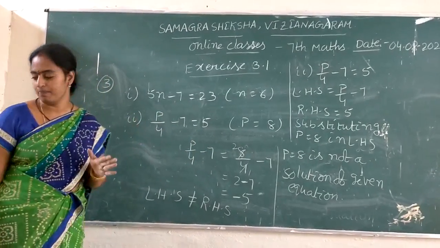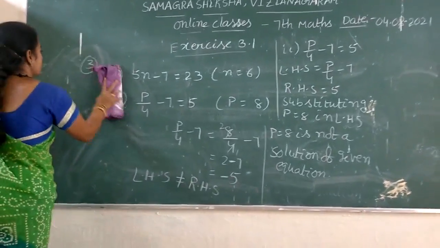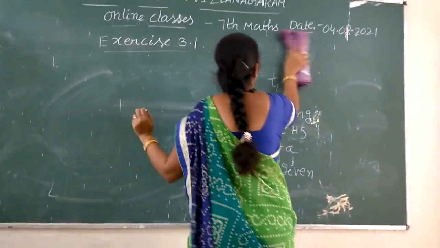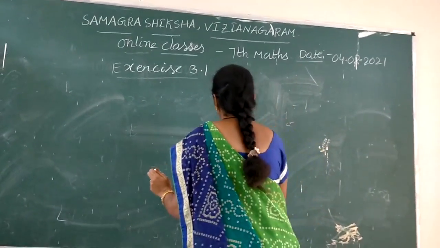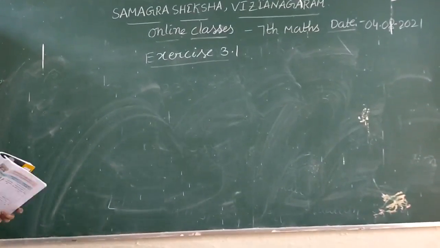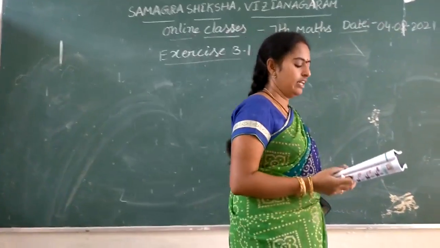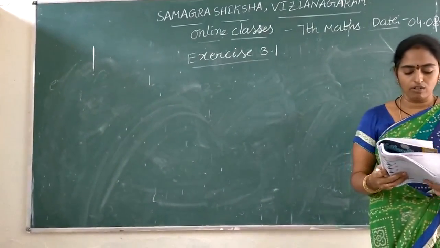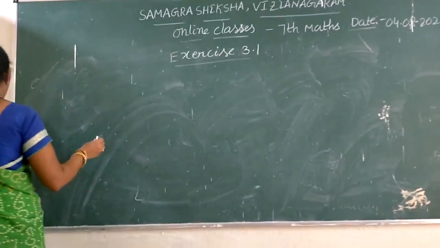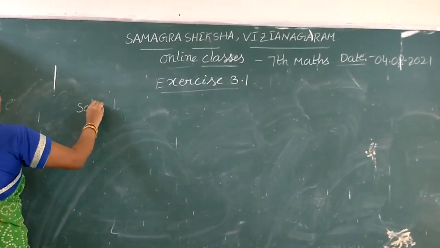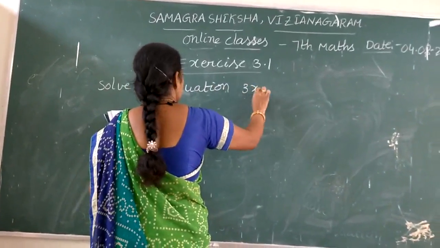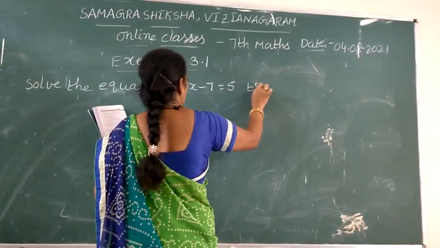So this is the third problem. And the last problem in exercise 3.1 is: solve the equation 3x minus 7 equal to 5 by using the trial and error method.